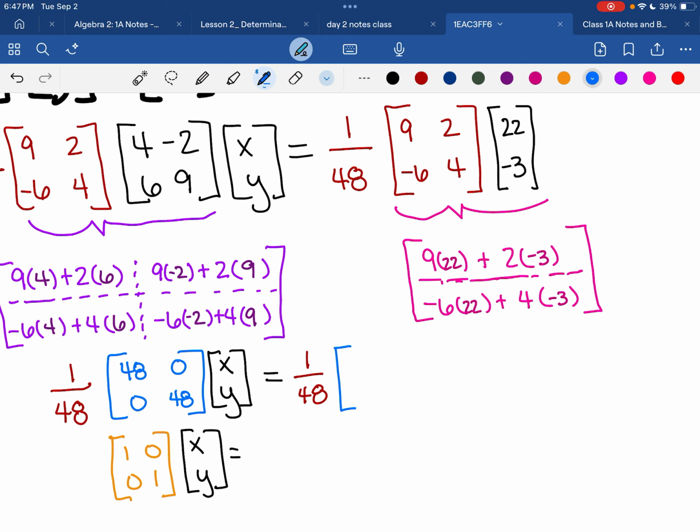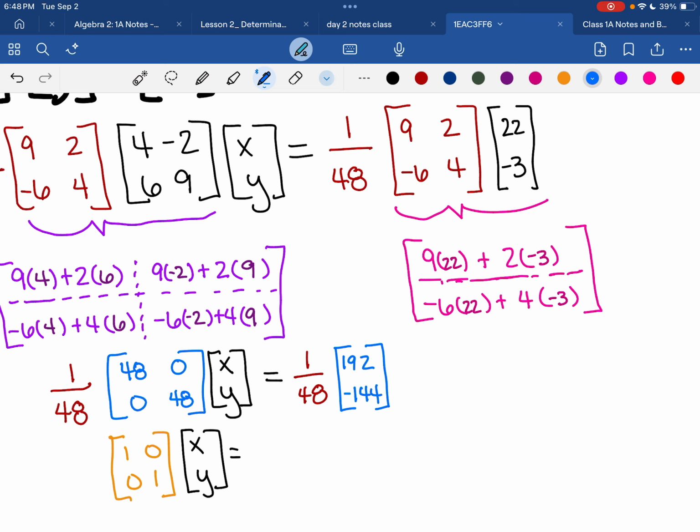We're going to come here, and in my calculator, I'm going to get whatever numbers those are. So please bear with me while I find out what that's going to be. So 9 times 22 plus a -6 is going to give me 192. And then -6 times 22 is -132, plus a negative 12 gives me a negative 144.